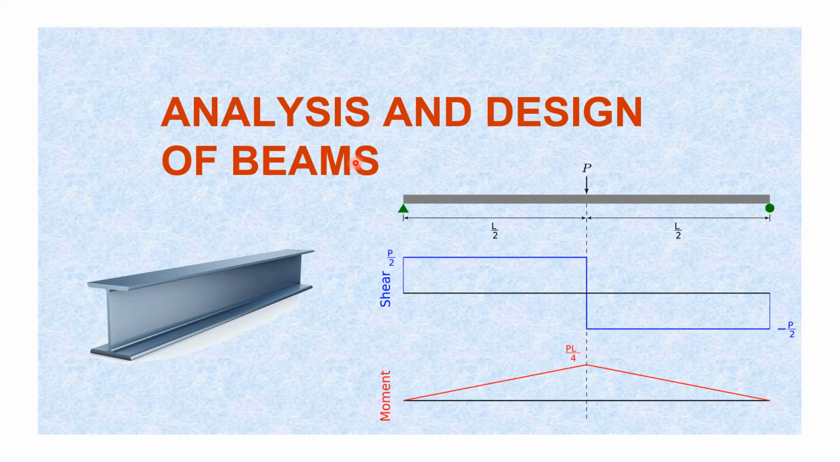In this lecture, I will discuss how to analyze and design beams in steel structures. In steel structures or in concrete structures, basically we have to design the member against the applied loadings. Against the applied loadings, we get shear force and bending moment diagrams, and we have to check whether the member capacity is present, like shear capacity and moment capacity, so that the member can resist the applied loading.